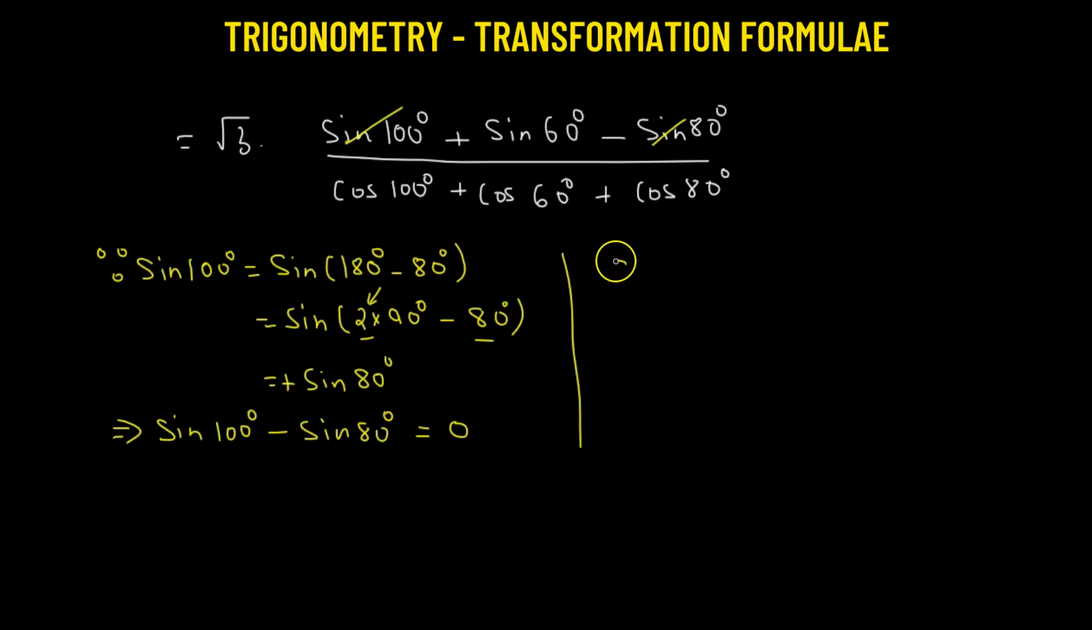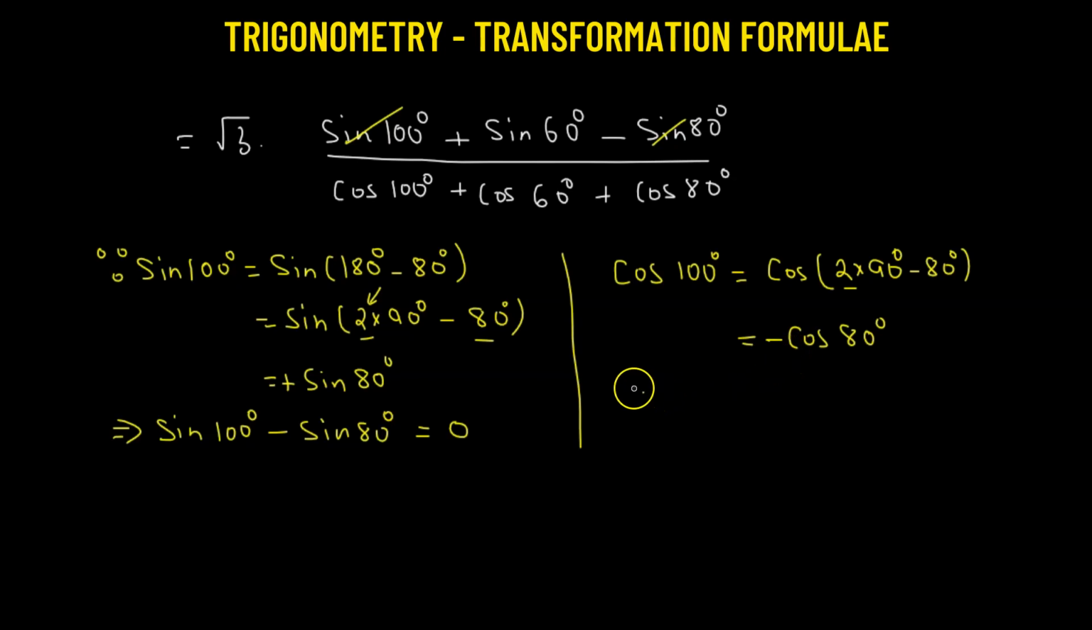Now coming to the other one, cosine of 100 degrees. This can also be expressed as cosine of 180 minus 80. That means 2 times 90 degrees minus 80 degrees. Same logic, we have an even multiple of 90. So cosine is going to stay as cosine and the angle will be 80 degrees. But since we are in the second quadrant where only sine is positive, everything else is negative. So we get negative cosine 80 degrees, meaning cosine of 100 degrees plus cosine of 80 degrees is going to be equal to 0. So in the denominator, cosine 100 plus cosine 80 sum up to give us 0.